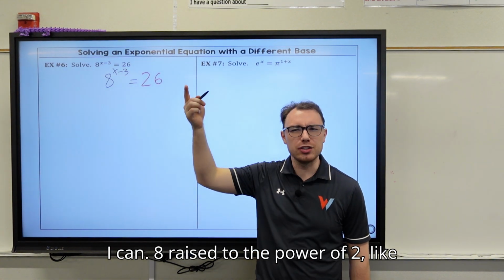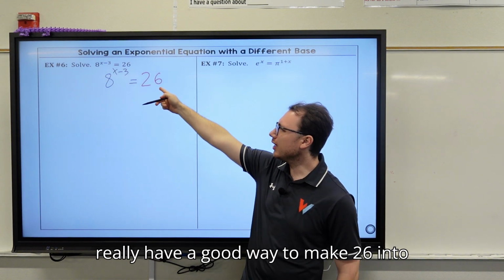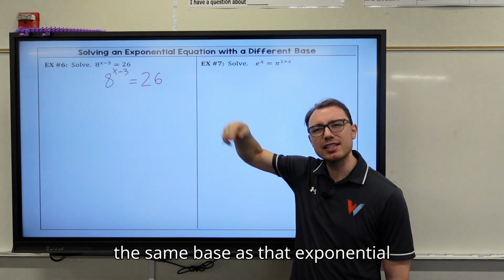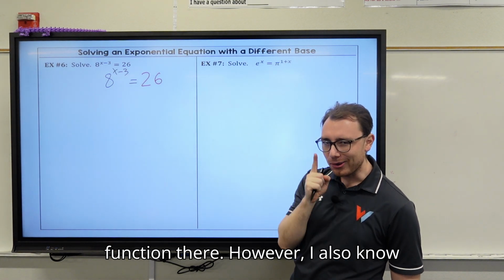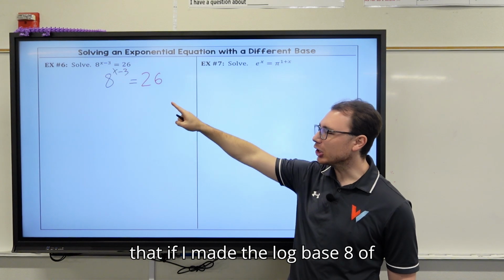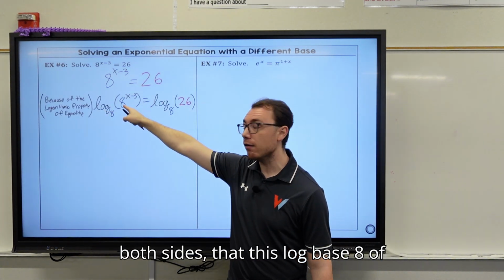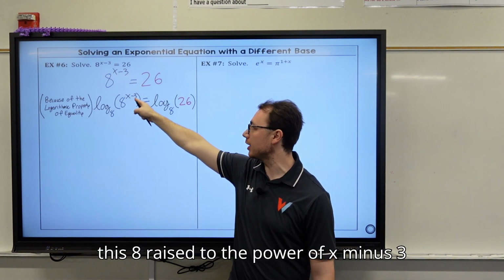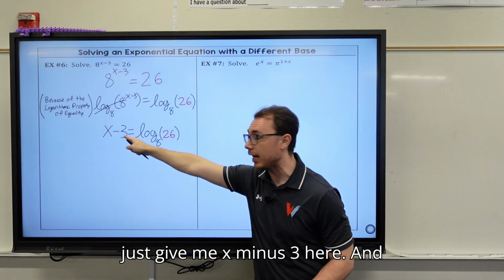8 raised to the power of 2, one of the smallest whole number exponents, would just be 64. So I don't really have a good way to make 26 into the same base as that exponential function. However, I also know that if I took the log base 8 of both sides, then the log base 8 of 8 raised to the power of x minus 3 is actually going to simplify out and just give me x minus 3 here.